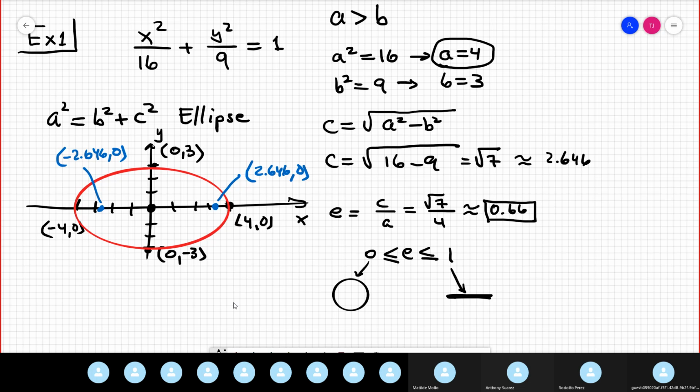Super, super. But I need C, the focus. Okay, and C, remember the formula, is the square root of A squared minus B squared, 7 minus 3 is 4, so it's 2. Nice. At least one number is nice.